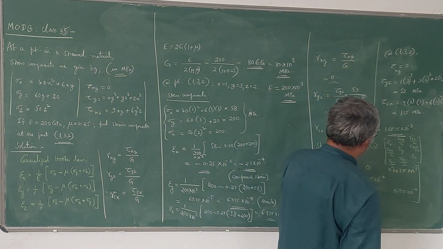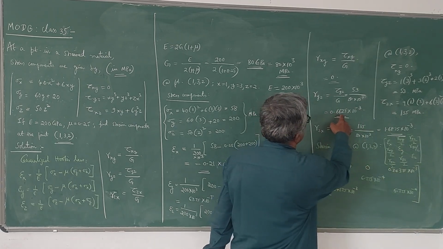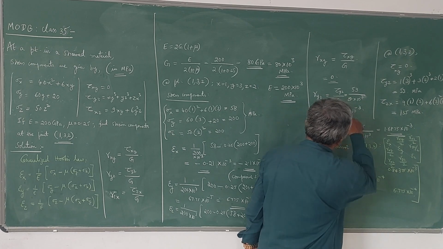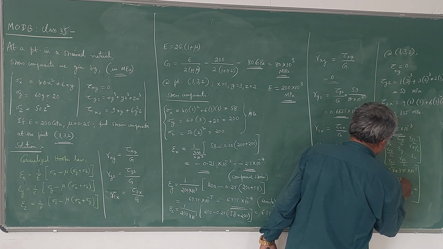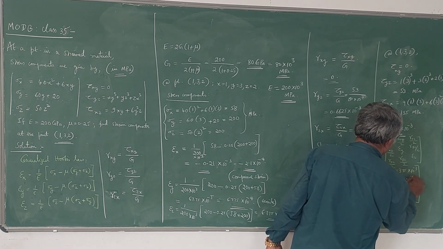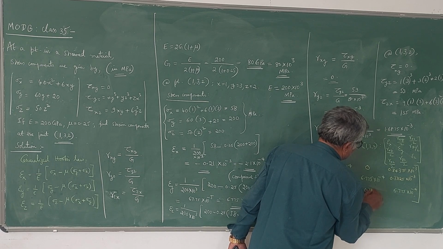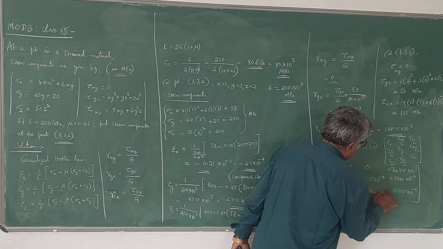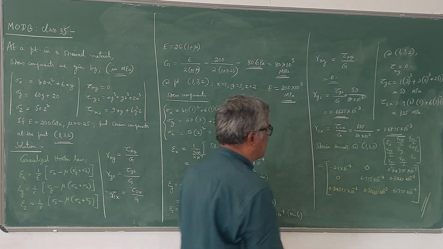Then I have to write the value of gamma yz. Gamma yz is 0.6625. Divided by 2, that is 0.33125 into 10 power minus 3. The same value will come here, 0.33125 into 10 power minus 3. So this is the strain tensor at that point.